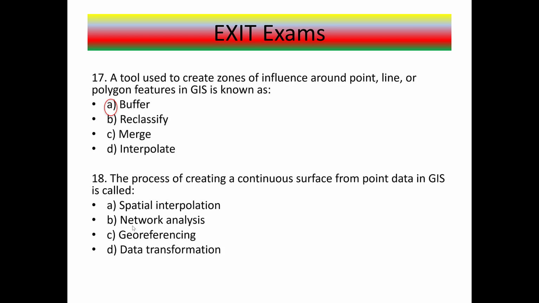Question number 18. The process of creating a continuous surface from point data in GIS is called: spatial interpolation, network analysis, georeferencing, data transformation. So the correct answer is spatial interpolation. This spatial interpolation is responsible for predicting unknown areas using known points or values. So it is called spatial interpolation.